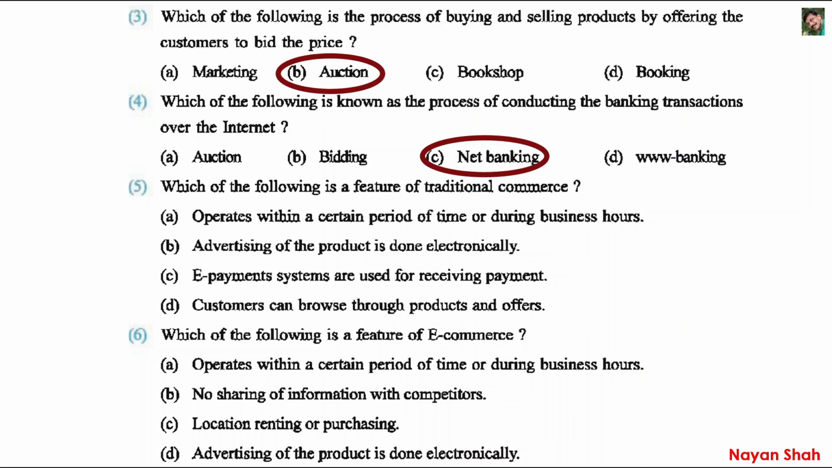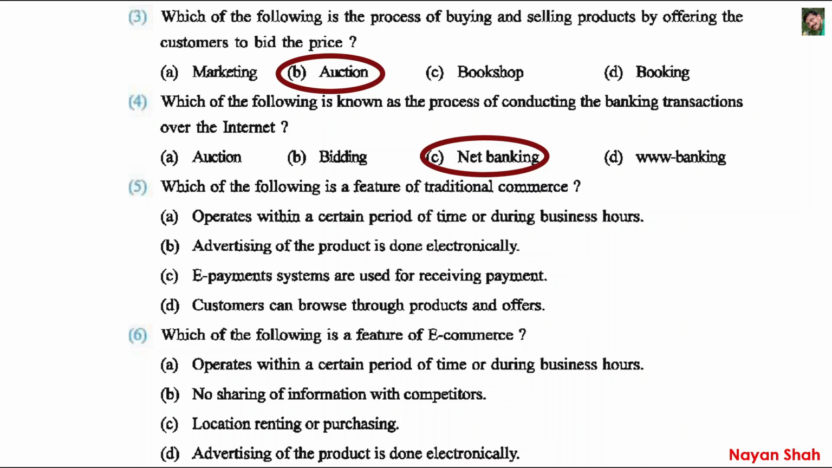Question number 5. Which of the following is a feature of traditional commerce? See, traditional commerce has many different features. Like it has a limited period of time, it operates within a certain period of time or during business hours. So the first option itself is correct. So the answer would be A. But let us see the other options also.